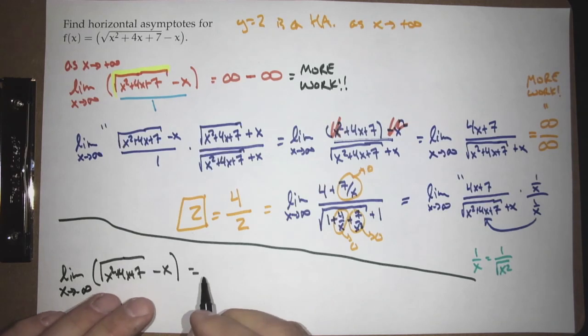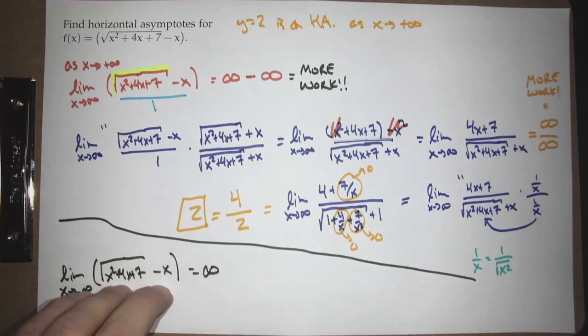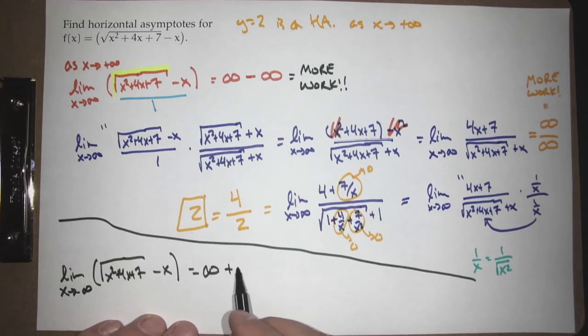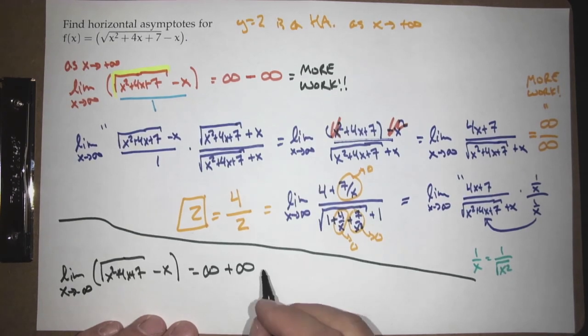Yes? What's happening to the minus x? It's getting big because we're subtracting a really big negative number. It's actually getting big positive. And infinity plus infinity means we're done.